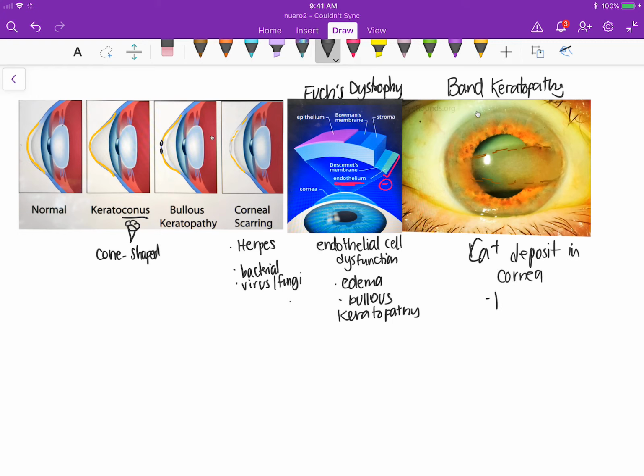And it's usually due to people that have hypercalcemia. So this should summarize the different problems with the cornea.